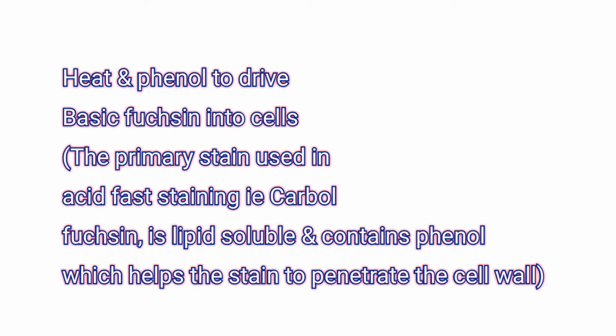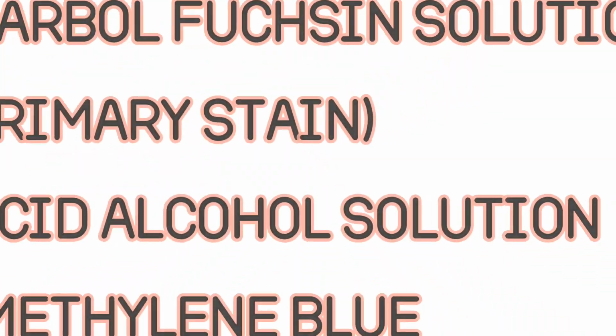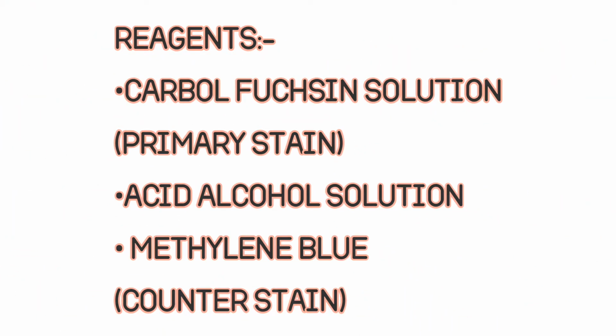In this method we use heat and phenol to drive the basic fuchsin into the cells. Once the basic fuchsin has penetrated, Mycobacterium tuberculosis and Mycobacterium leprae are not easily decolorized by acidified alcohol and thus are said to be acid-fast, whereas the non-acid-fast bacteria are easily decolorized by acid alcohol and are stained by methylene blue counterstain. The reagents used are Carbolfuchsin solution, acid alcohol solution, and methylene blue counterstain.